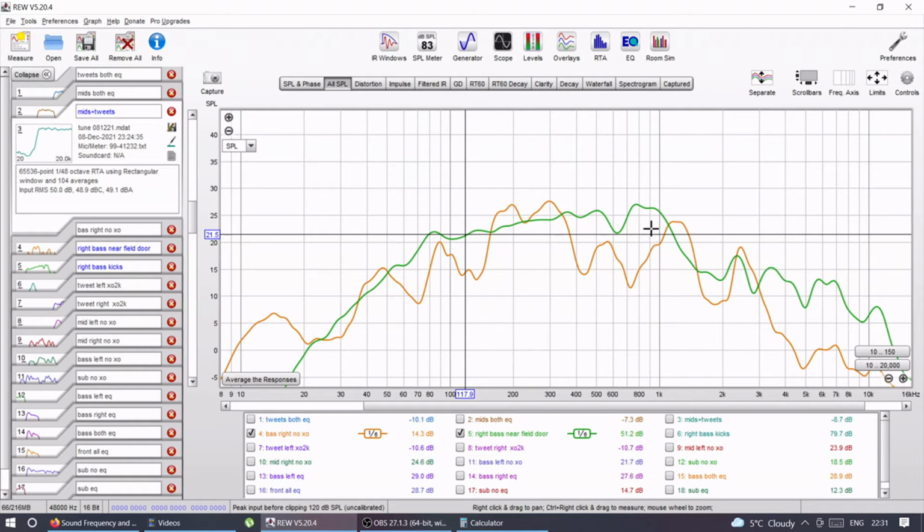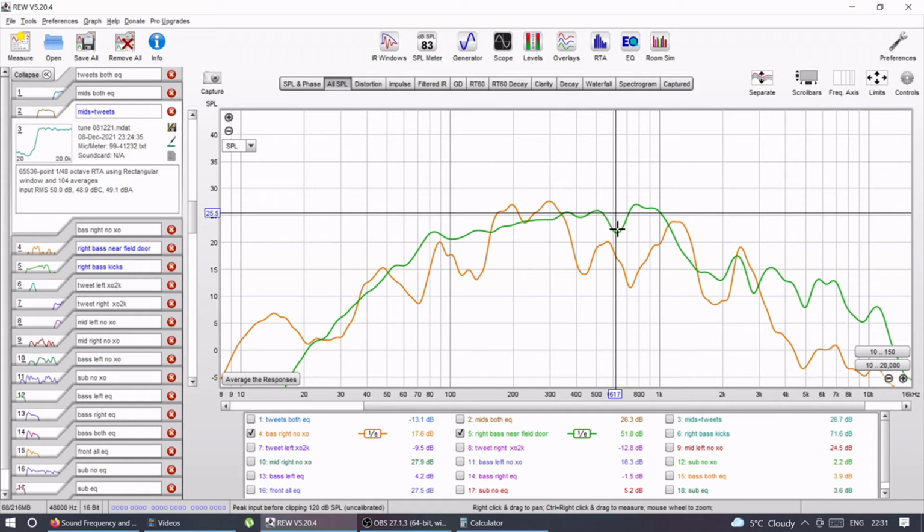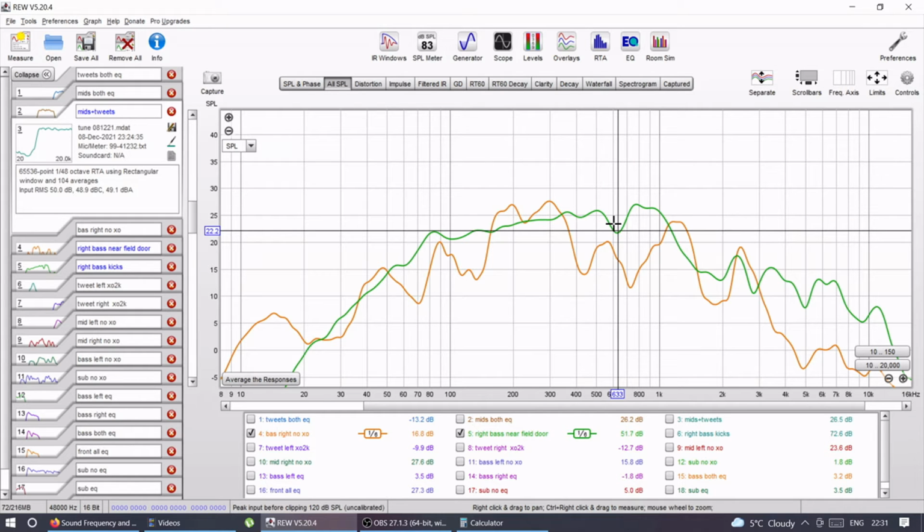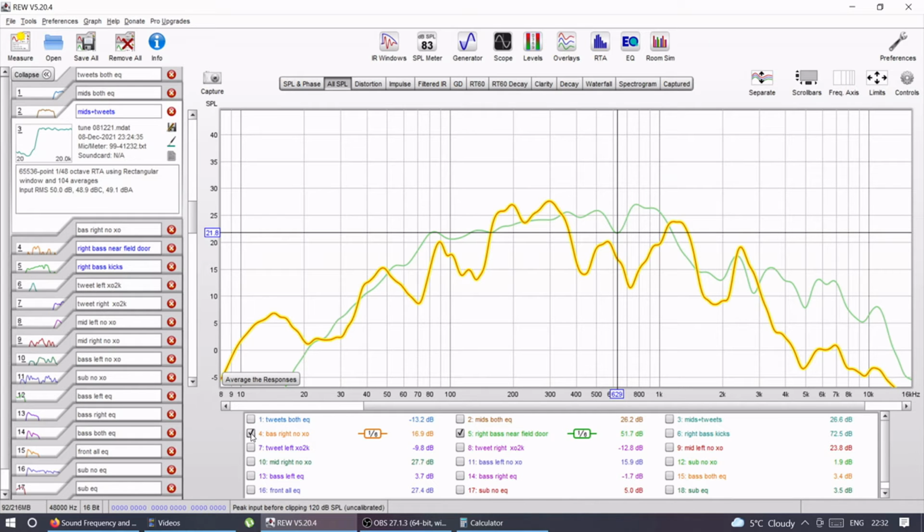If we take, for example, this one, the green one, the dip in the green one, it's 630 hertz. My guess is gonna be a resonance problem. Maybe my door vibrates at 630 hertz, and that's why there's a little dip. Okay, so this is a single driver response.